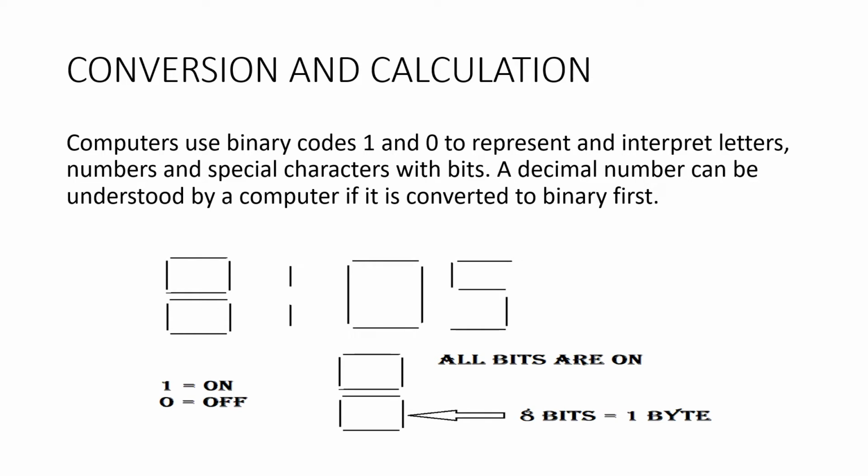So, you can read this figure as 805. This is still very visible on our digital clock. The 1 stands for on and 0 stands for off. Remember, all bits are on for the character 8. And remember, 8 bits is equal to 1 byte.